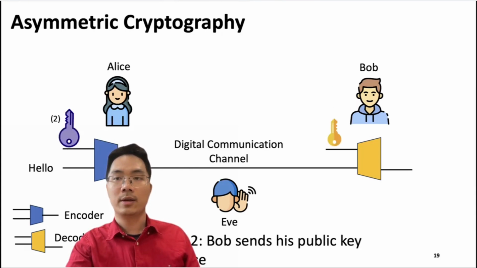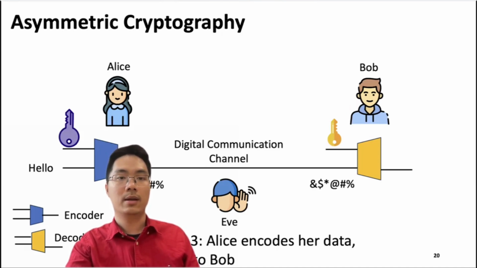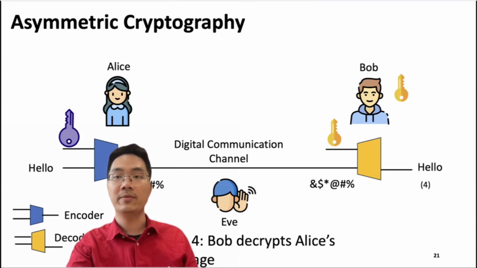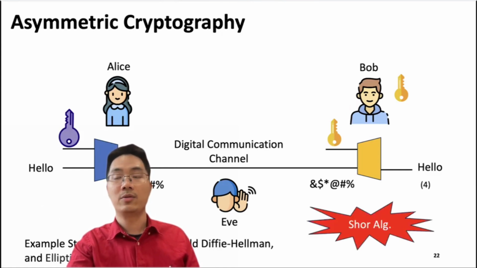After Bob creates a pair, Bob will send his public key to Alice. Then Alice encodes her data and sends it to Bob. Bob receives the data and decrypts it with the private key that he keeps secret for himself. And there are many standards using this philosophy, for example, RSA or ECDH, but those asymmetrical cryptography standards will be broken when quantum computers are powerful in the future, using Shor's algorithm.